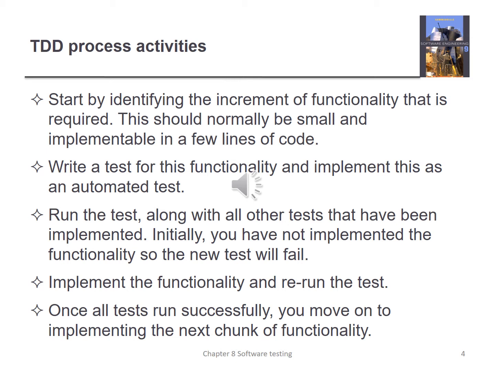Why? Because you want to do regression testing. When we get to the next increment, we have to run the test cases for the first and the second increment. Run the test along with all other tests that have been implemented. That is regression testing. Initially, you have not implemented the functionality so the new test will fail. Implement the functionality and rerun the test. Once all tests are successfully done, you move on to the next increment to get the next chunk of functionality.